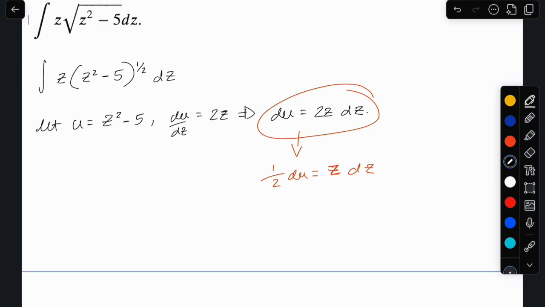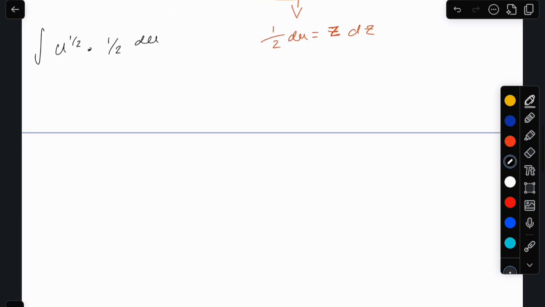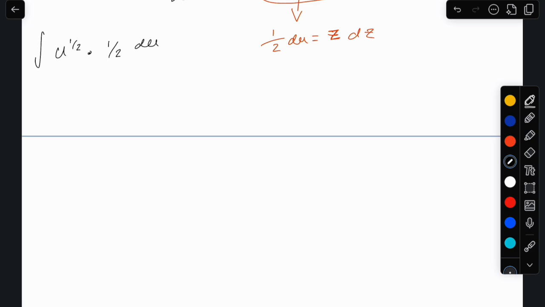We plug this in. So we can say, well, that's going to give us the integral of u to the power half. Okay, so it's half du. Brilliant. And that's going to give us what? Give us a half of u to the half du.